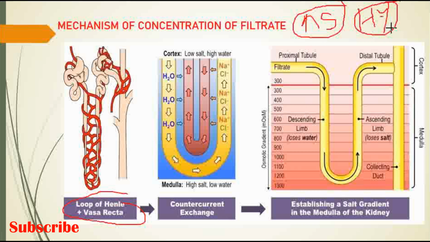So the descending limb of the loop of Henle வந்து பார்த்தீங்கன்னா அந்த descending limb இருக்கு இல்லையா. So this descending limb is permeable to water but not salts. So waterக்கு permeable இருக்கும், but saltsக்கு it's not permeable. So allow பண்ணாது. So ascending limb பொறுத்த வரைக்கும் the ascending limb of the loop of Henle is permeable to salts but waterக்கு permeable கிடையாது. So that's the main difference between the ascending and the descending limb of this loop.